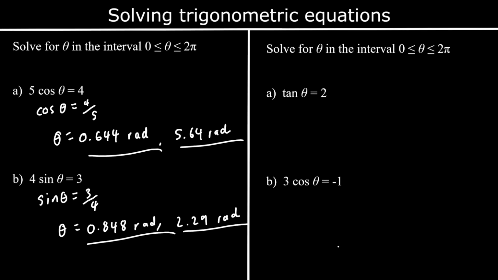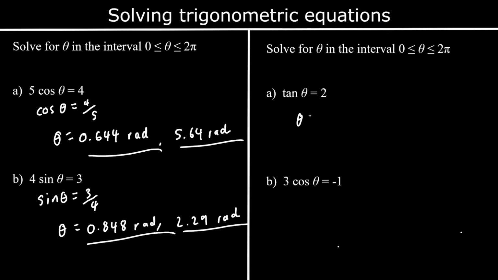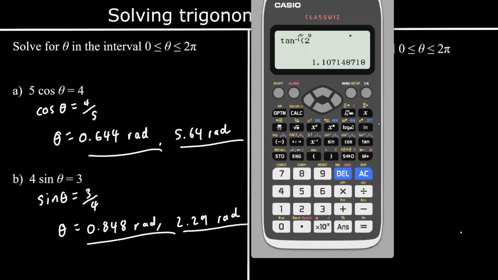Two for you to try. Give them a go. So we're solving in the interval 0 to 2 pi. That's the equivalent of 0 to 360. Tan theta equals 2. So shift tan 2. And we get our first answer of 1.11. The tan graph repeats every 180 degrees or every pi radians. So to get a second answer, add pi onto the first one, and we get 4.25.